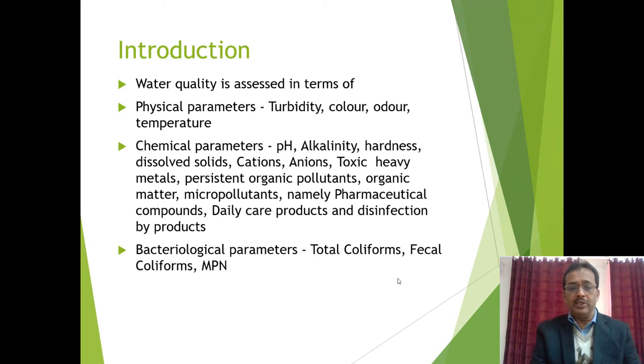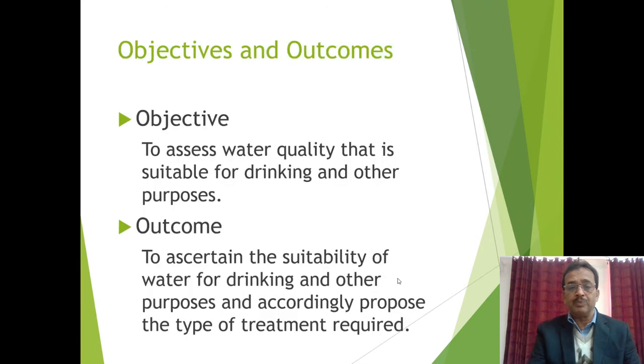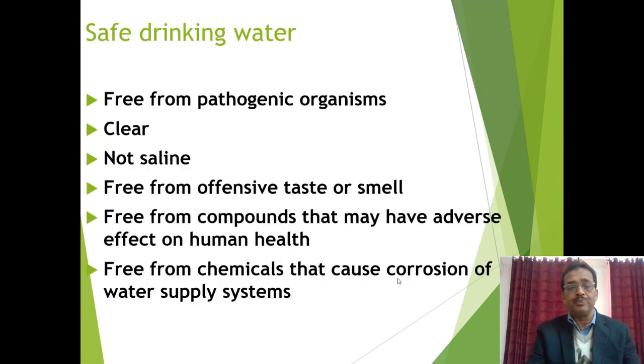Now, another important criterion for fixing the quality is disease-causing bacteria and viruses, which we find out by fecal coliforms and MPN number. Now, the objective of the talk is to assess the water quality that is fit for drinking purposes, and the outcome would be to find whether the water sample is suitable or not, and accordingly, if there are any pollutions, we may propose any treatment.